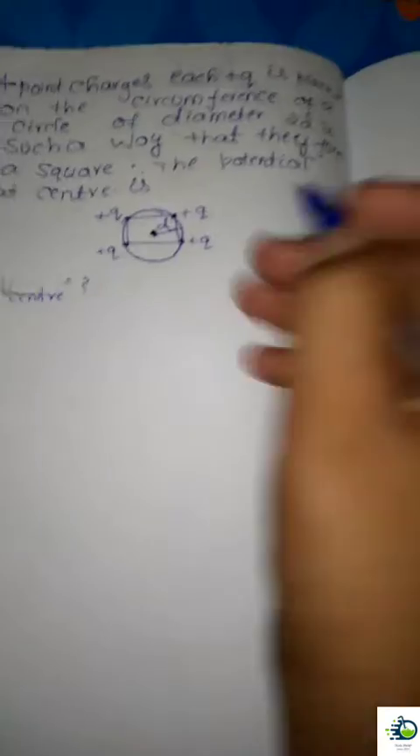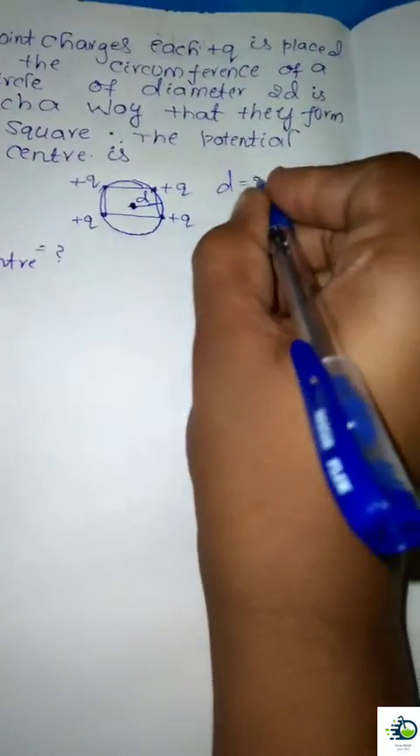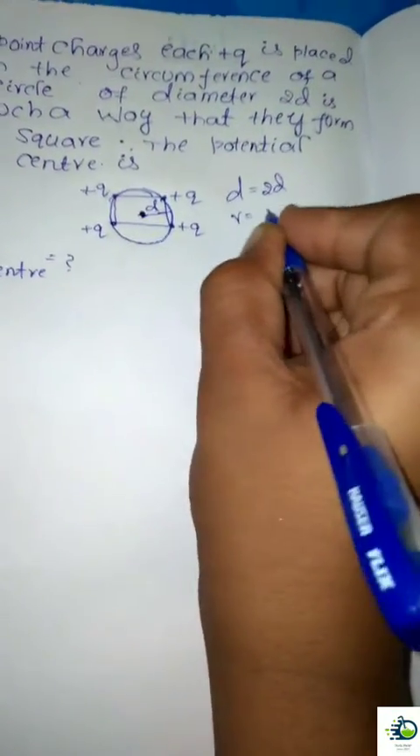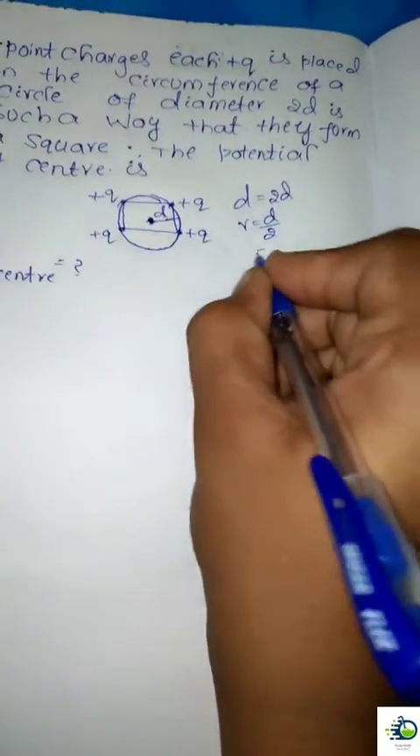They said that the diameter is equal to 2d, then the radius is equal to 2d by 2, which is equal to d. So I take the radius as d.